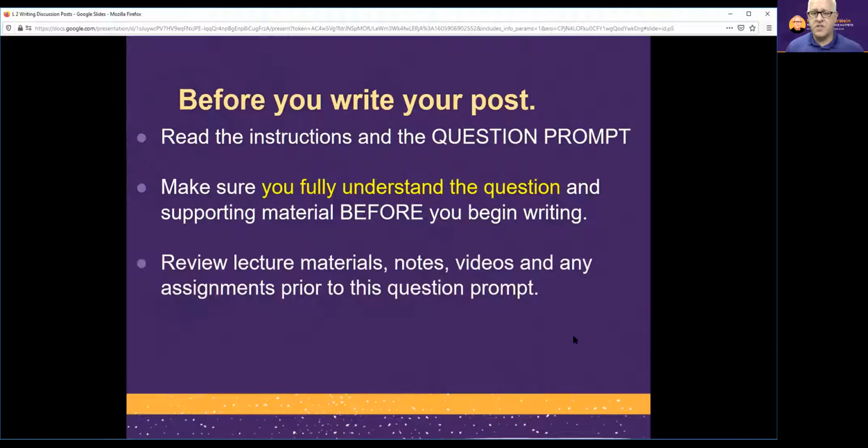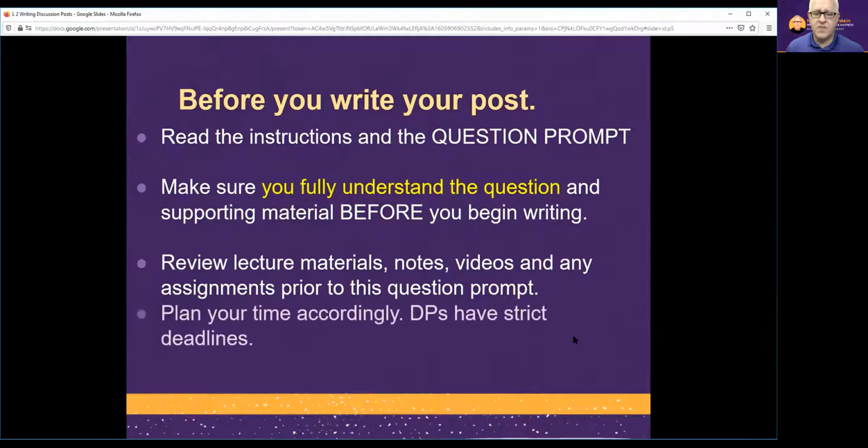Make sure you review your lecture materials, notes, videos, and any assignments prior to answering the question prompt. Plan your time accordingly, as DPs have very strict deadlines. And what we mean by that is when we want that due by 10 o'clock on Sunday, that's when it's due. Anything after that won't be accepted on these.